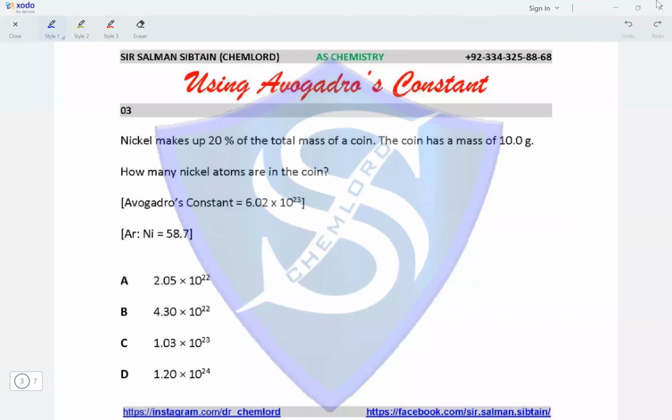Question 3. Nickel makes up 20% of the total mass of a coin. The coin has a mass of 10 grams. How many nickel atoms are in the coin? So first we need to find out the amount of nickel that is present in a 10-gram coin. So that would be 20 upon 100 into 10, giving us a value of 2 grams of nickel present on the coin.